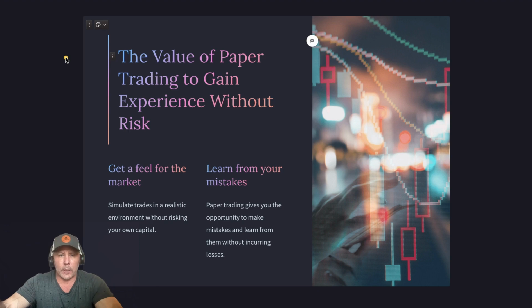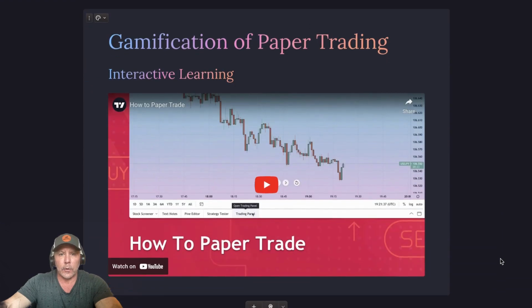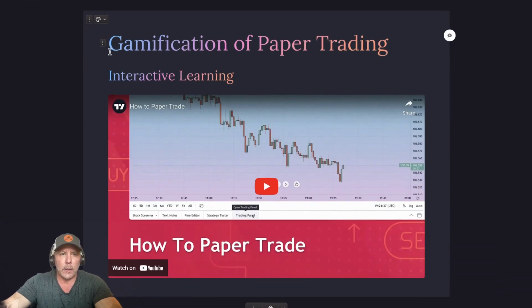Now, when you're ready to bring it all together, the value of paper trading is to gain experience without risk. So this is a really cool feature of TradingView, and you get a feel for the market and you can learn from your mistakes. So within TradingView, you can learn how to trade properly without any money. And this is why I call it the gamification of paper trading.